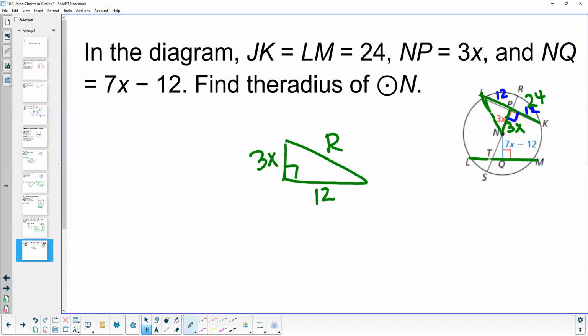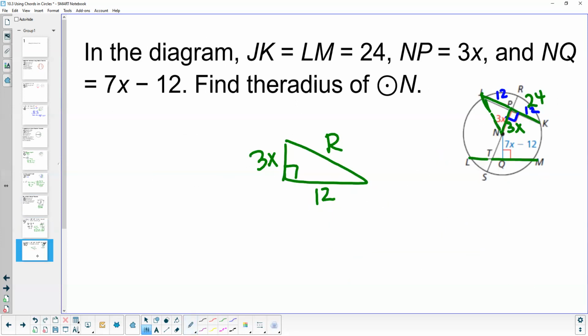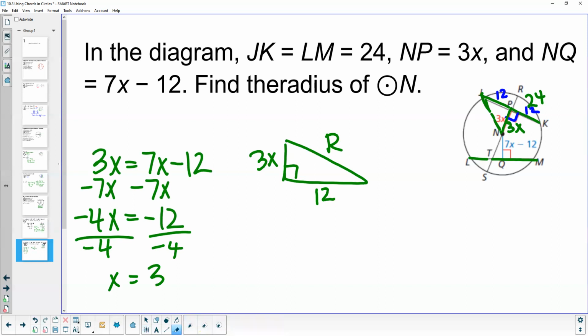Now, based on that equidistant chords theorem, we know that because these two chords are the same in length, that means that the distance from the center point is also going to be the same. So we can do 3x is equal to 7x minus 12 and actually solve for x there. So I'm going to subtract 7x from both sides, and I get negative 4x is equal to negative 12. If I divide by negative 4 on both sides, I end up getting that x is equal to 3, just like in the previous problem. So this side here is not actually 3x, but it's in fact 9.